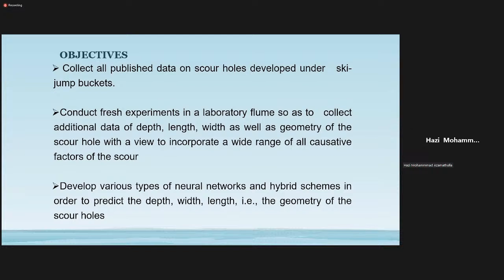These are some of the objectives. I conducted fresh flume studies. As you know, here you can see prediction of depth, width, and length, meaning the geometry of these scour holes. Okay, next slide please.